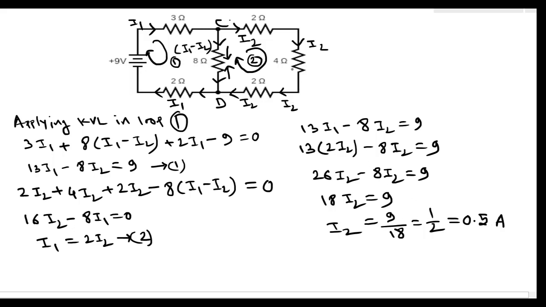Here we have to find the current through the 4 ohm resistor, and that is I2. So the answer is 0.5 ampere.